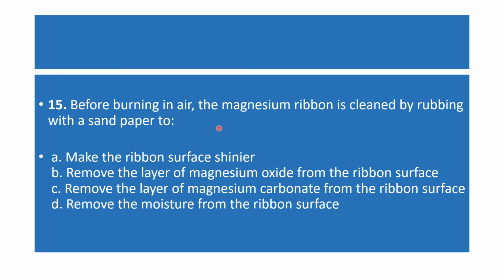So before burning in air, the magnesium ribbon is cleaned by rubbing with the sandpaper to. First option, make the ribbon surface shinier. No, this is wrong. Remove the layer of magnesium oxide from the ribbon surface. Yes, this is the correct option, because you know, magnesium is a metal and it reacts with the oxygen of the atmosphere, and a layer of magnesium oxide deposits on it, and if it remains deposited, it will not burn. That is why it is necessary to clean the magnesium ribbon before burning. So to remove the layer of magnesium oxide from the ribbon surface, this is the correct option.